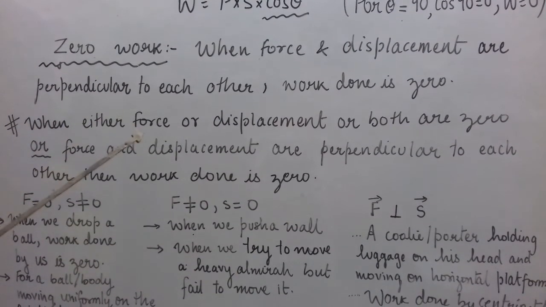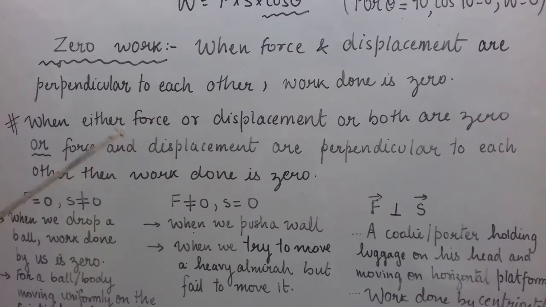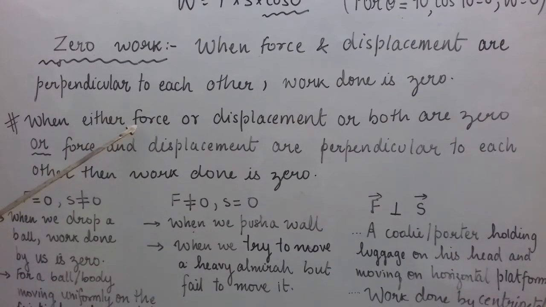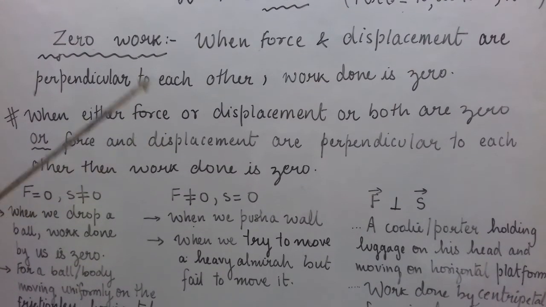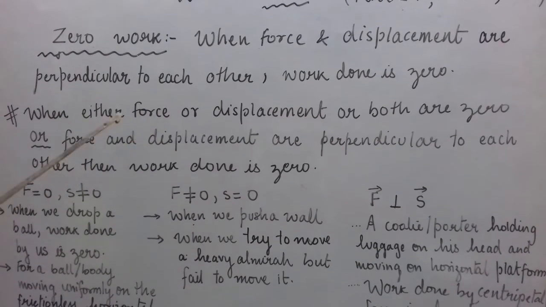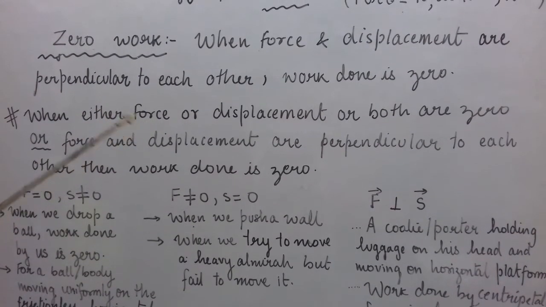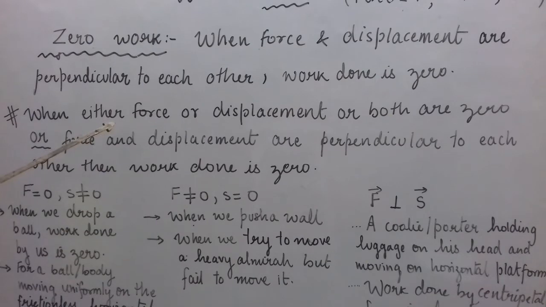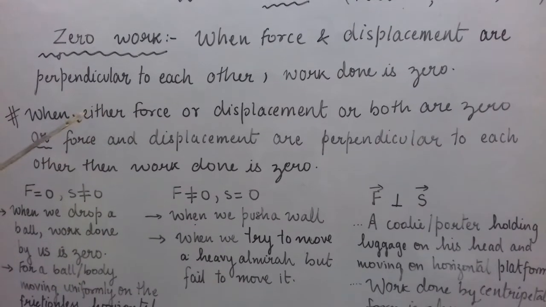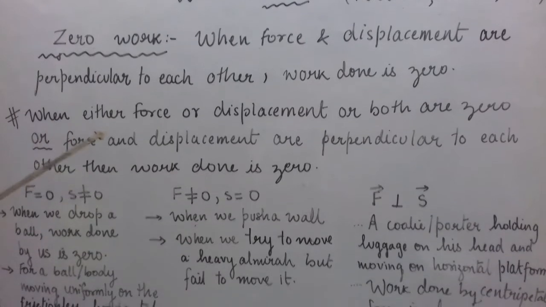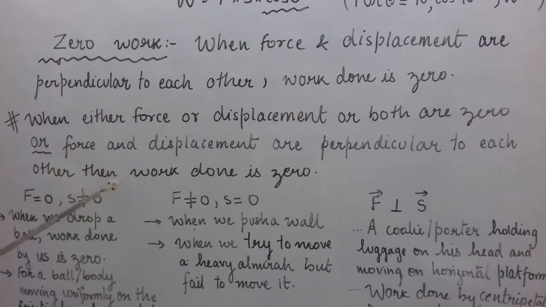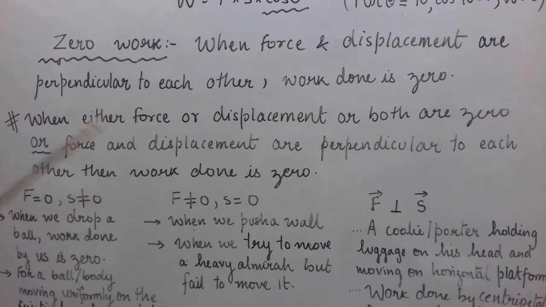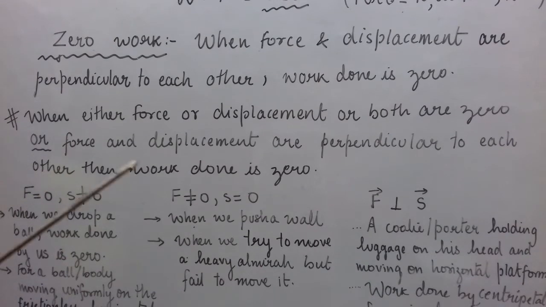When either force or displacement or both are 0, it means either force is 0, or force is not 0, force is acting on a body but displacement is 0. Or maybe both of them are 0, no force is applied, no displacement is produced. Or it can be displacement is produced but no force is applied. In any of these cases, work done will be 0, or even if force and displacement are non-zero but they are perpendicular to each other, then also work done is 0. Let us see examples for these different cases.